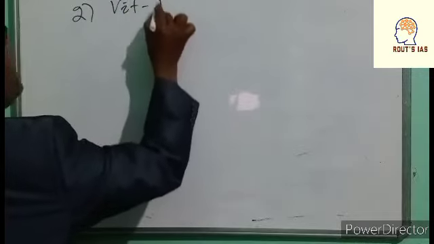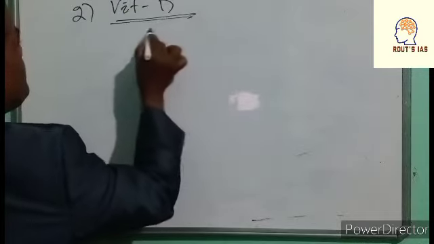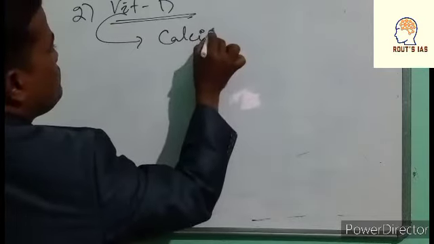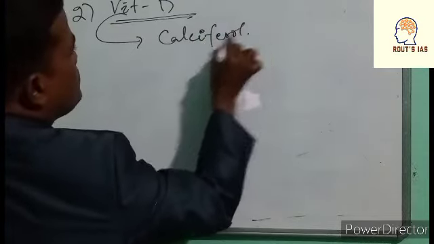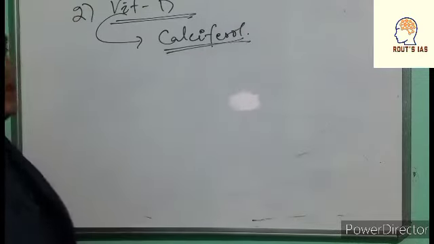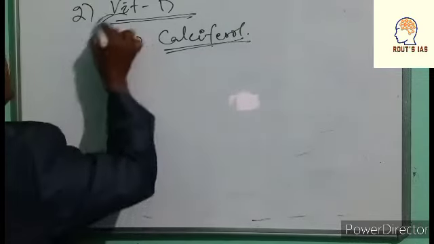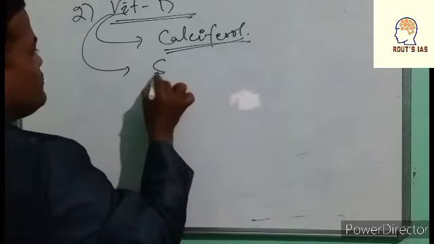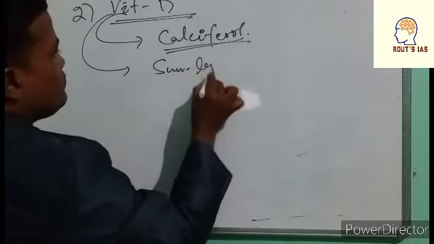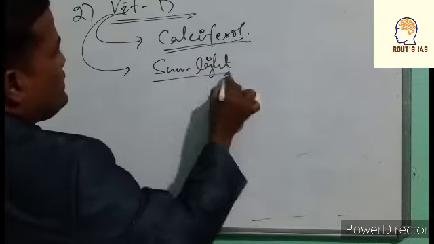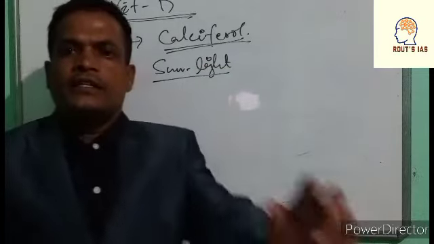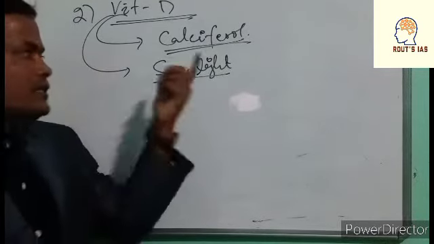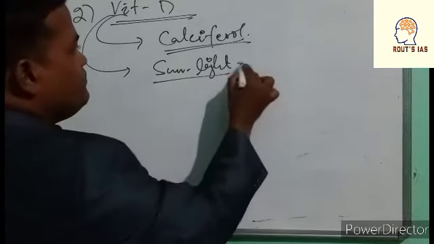Number 2, vitamin D. The scientific name of this vitamin D is called calciferol. It is the only vitamin which we can get from sunlight. So sunlight during the morning time is very essential for the formation of vitamin D.